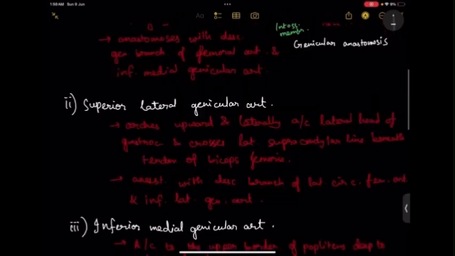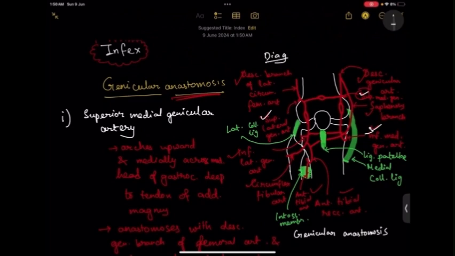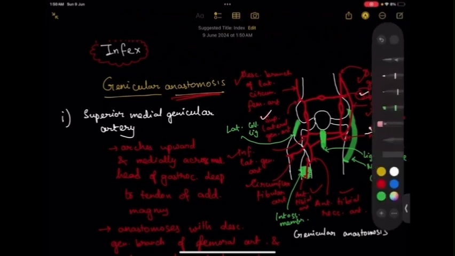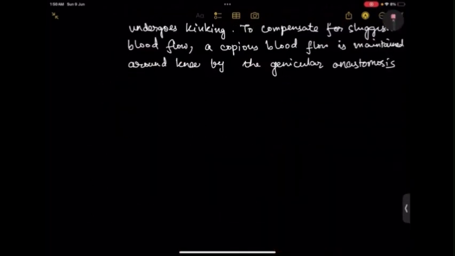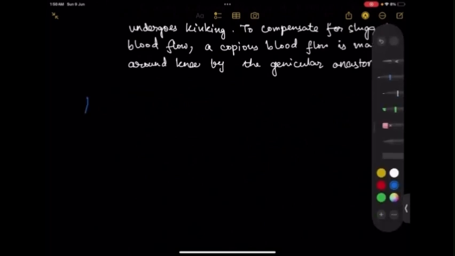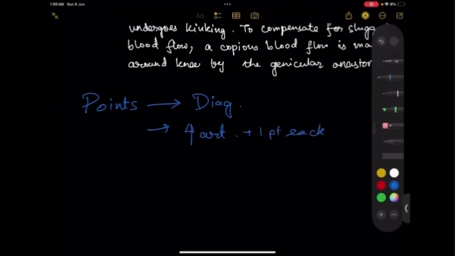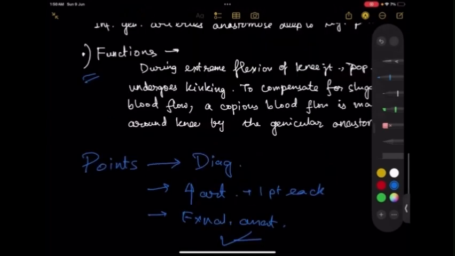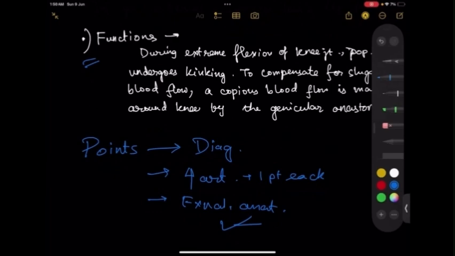So let's quickly get down to the points. The diagram is an important point, let's discuss it later. What are the points that I have covered? First is the diagram. Second, the 4 arteries, at 1 point each, so that makes 4 plus 1, 5 points, and 1 for the functional anatomy, or applied importance. That makes a total of 6 points which have been covered in this answer.